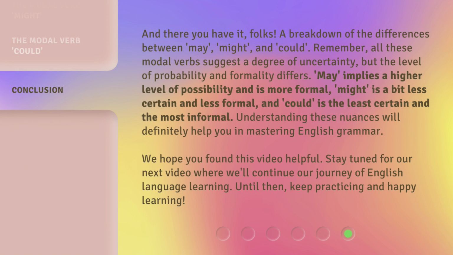And there you have it, folks. A breakdown of the differences between may, might, and could. Remember, all these modal verbs suggest a degree of uncertainty, but the level of probability and formality differs. May implies a higher level of possibility and is more formal. Might is a bit less certain and less formal. And could is the least certain and the most informal. Understanding these nuances will definitely help you in mastering English grammar.